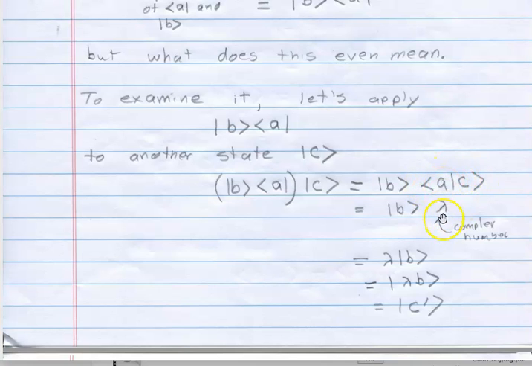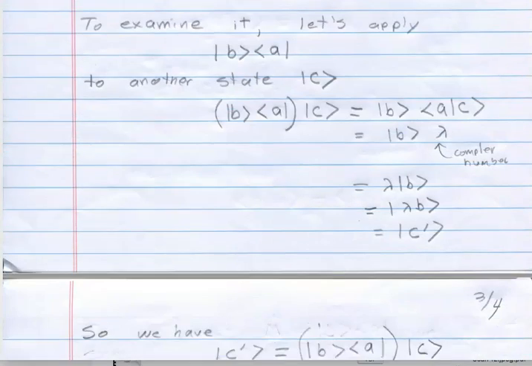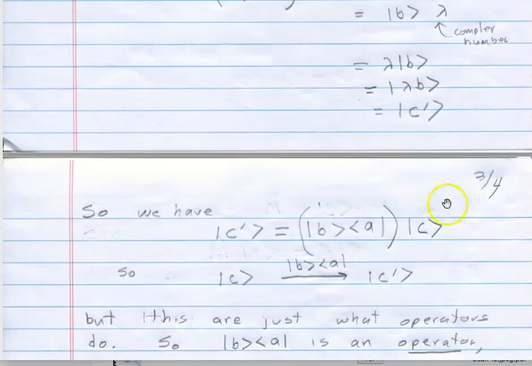To make it explicit, I can write it out here as lambda, where that's a complex number. That's the inner product of A and C that we've just gone over. And a number can go on either side. In fact, it can come inside, as we've seen here. But this lambda B is simply another state, which I call C prime. Lambda B is C prime. Okay? And so what we found is this.